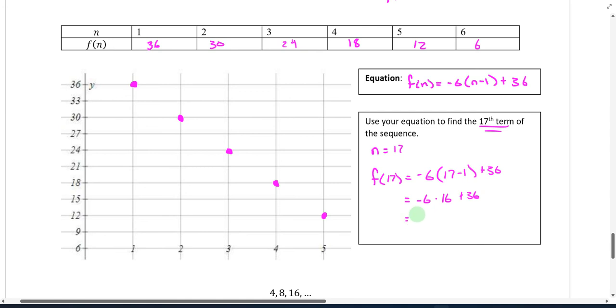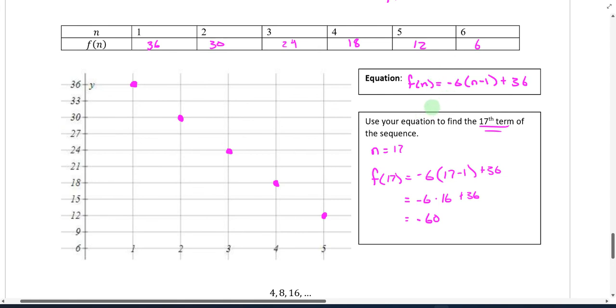And at this point, I would go to my calculator, which I'm grabbing right now. You can't see me, but I'm doing it. So -6 times 16 plus 36, and I got -60. Okay, so without having to list out every single term value, I can tell you that the 17th term is going to be -60 using our equation rather than listing them all out.